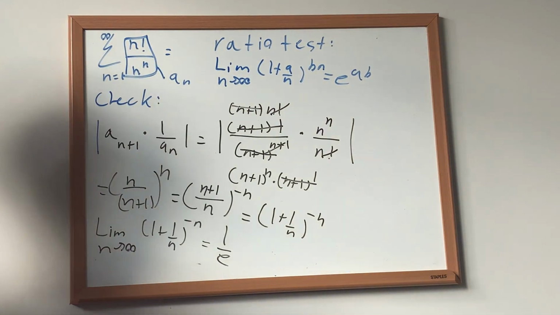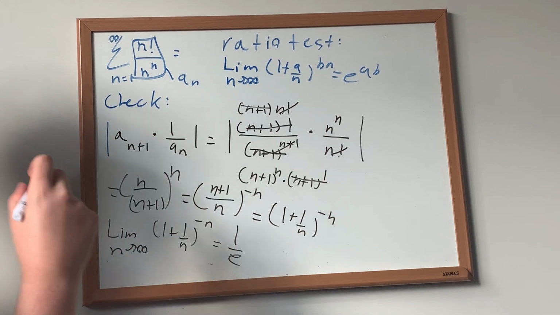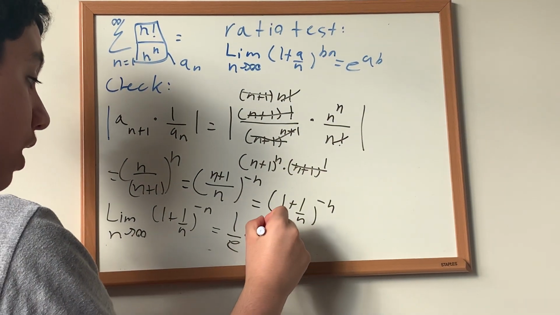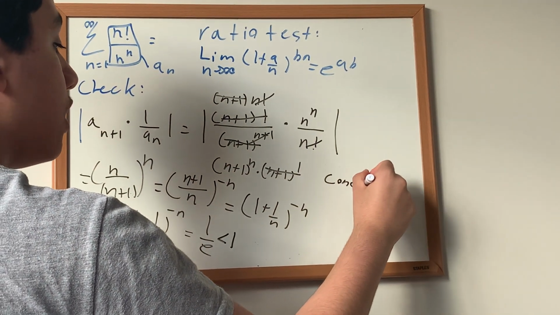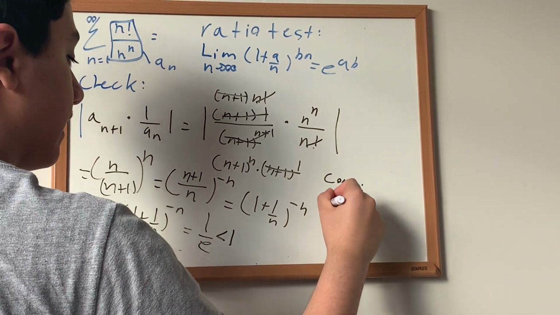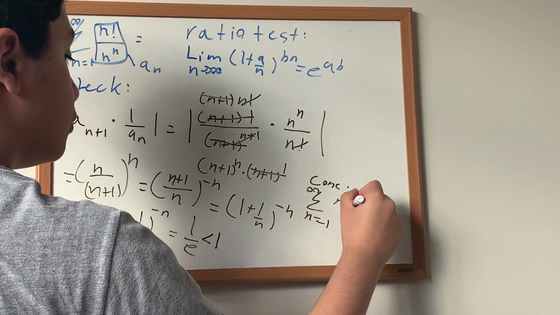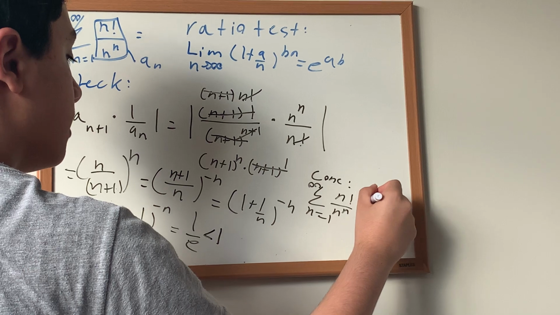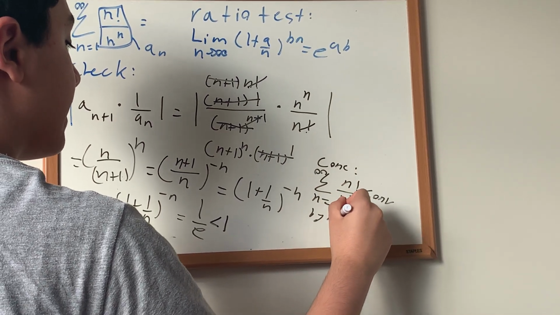And now, at the end of the ratio test, after we found the limit, we should state that 1 over e is less than 1. So by conclusion, we can state that the series from n equals 1 to infinity of n factorial over n to the power of n converges by ratio test.